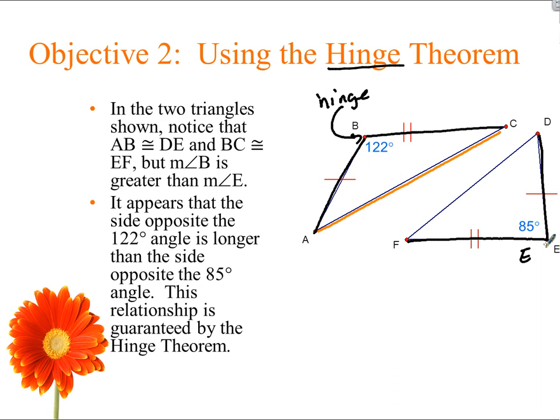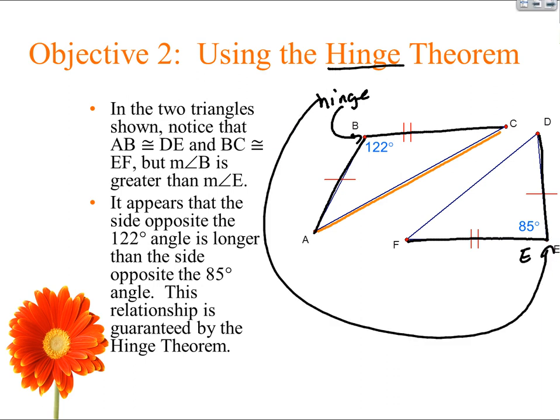So same length sticks that are hinged, and here's my hinge in this triangle, right? And then I've got my rubber band. Well, if the hinge is open to a bigger angle, if the included angle, meaning the hinge angle, is bigger in one triangle, what does that tell you for sure about the rubber band? As the hinge opens up, what happens? It's stretched. That has to be. So that's all the Hinge theorem says.